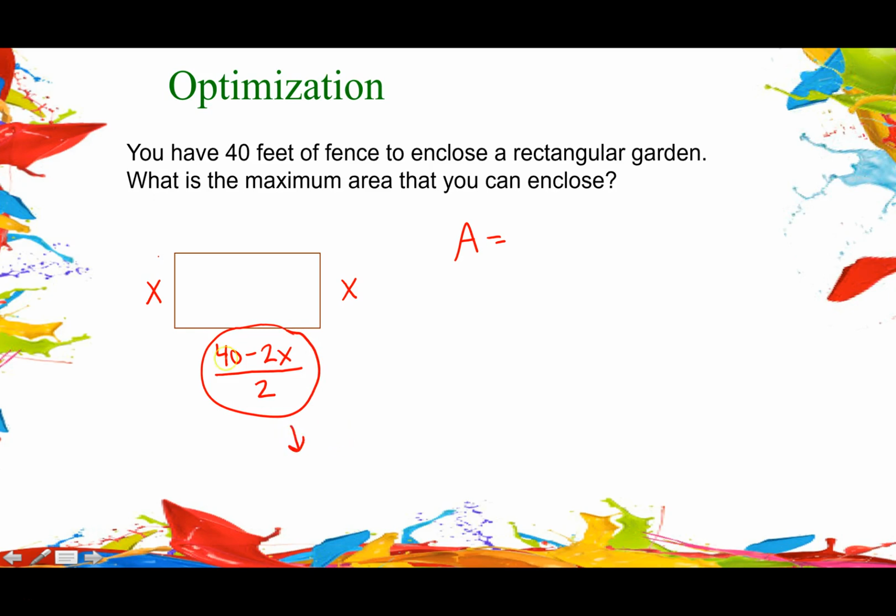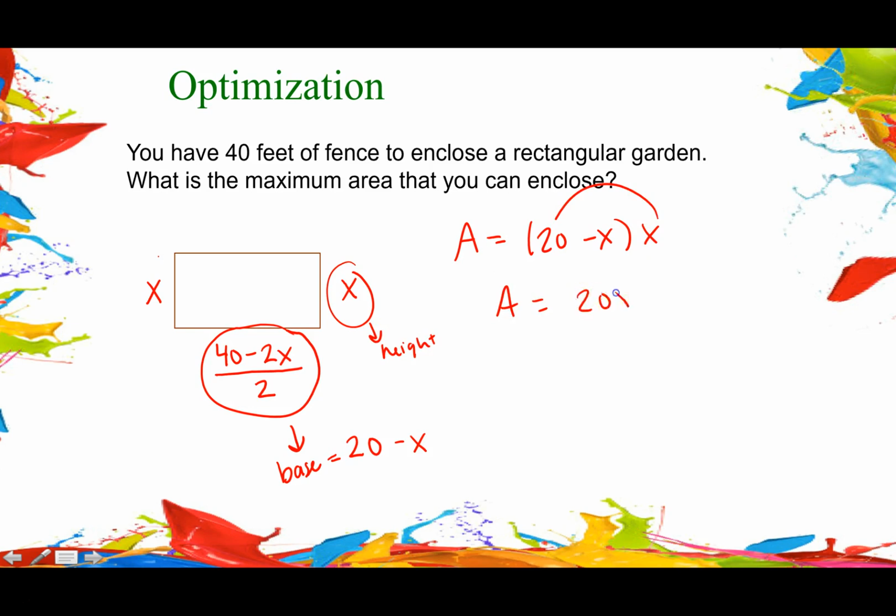Well, that's going to be 40 divided by 2 is 20. Negative 2x divided by 2 is a negative x. So this is the base of my rectangle. So I'm going to have base 20 minus x times my height. This would be my height, so that's going to be times x. So now my area is going to be 20x minus x squared.